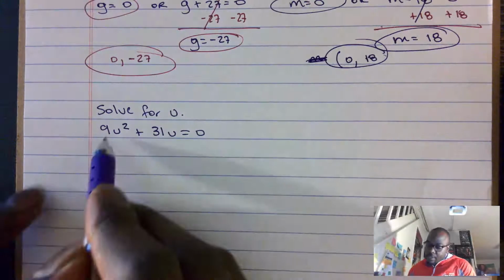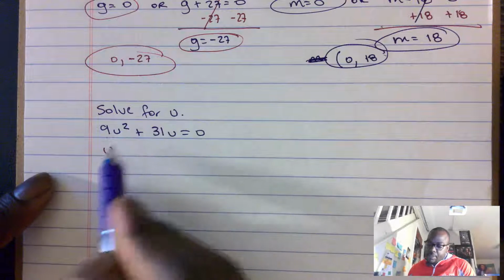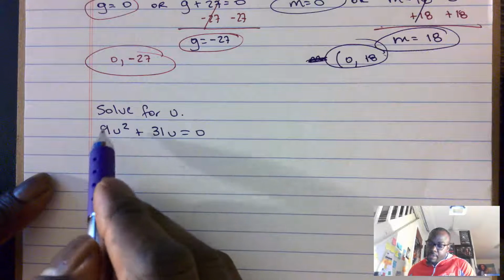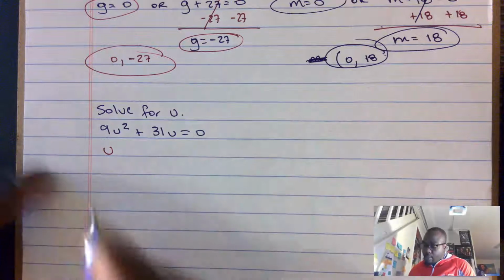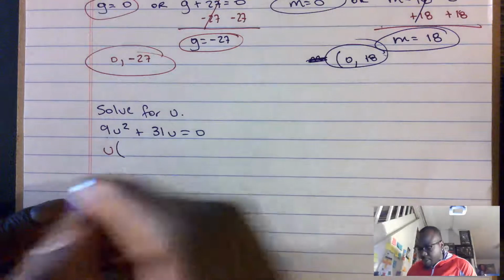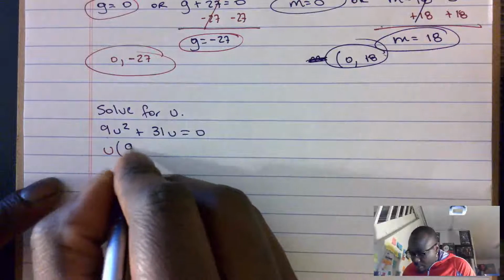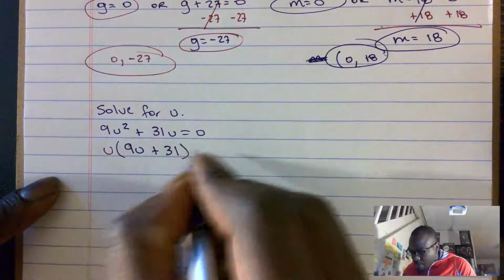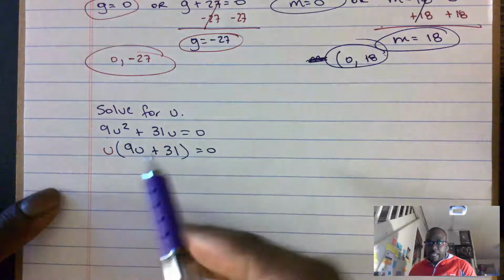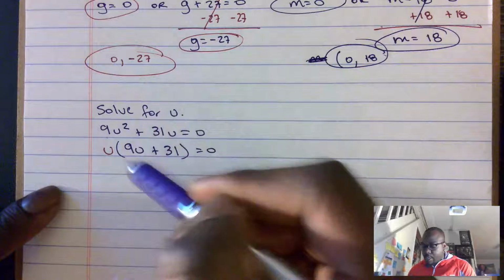I also check the coefficients to see if I can factor. Is there a number that goes into both 9 and 31? I do the math. No, there's not a number, so I'm only factoring out u. So I'm left with u times 9u plus 31 equals 0. Again, I'm applying the zero product rule here.